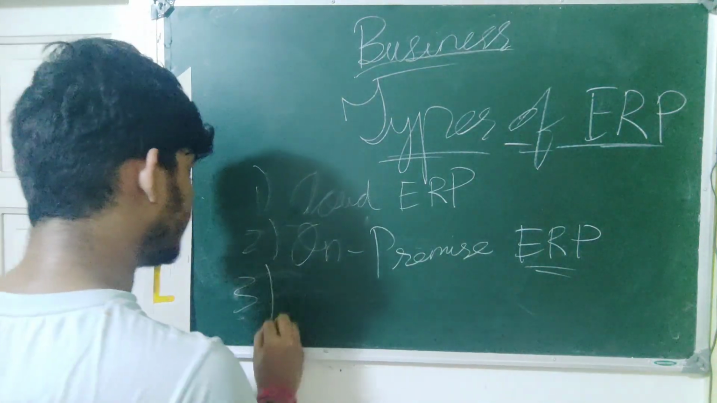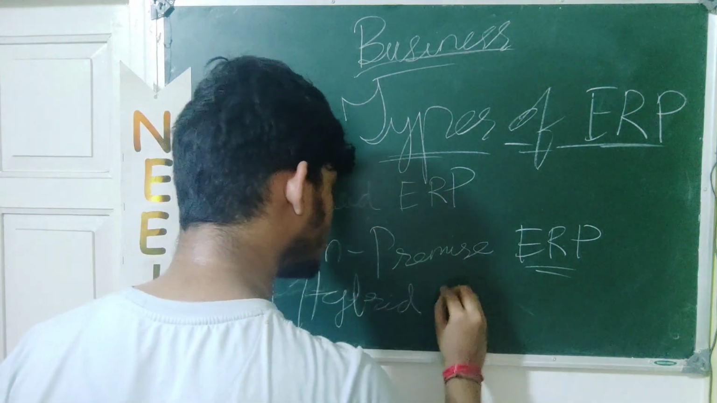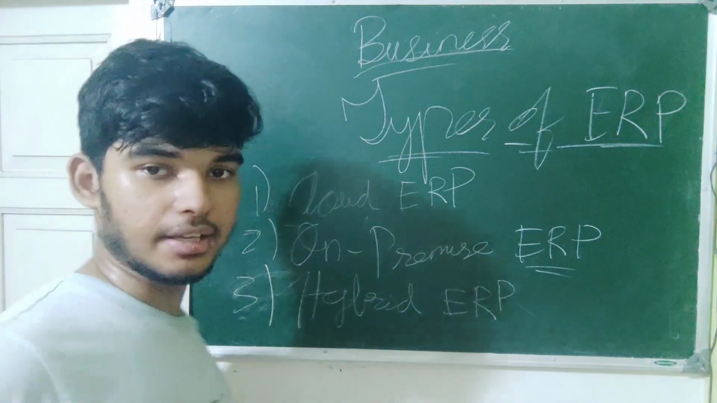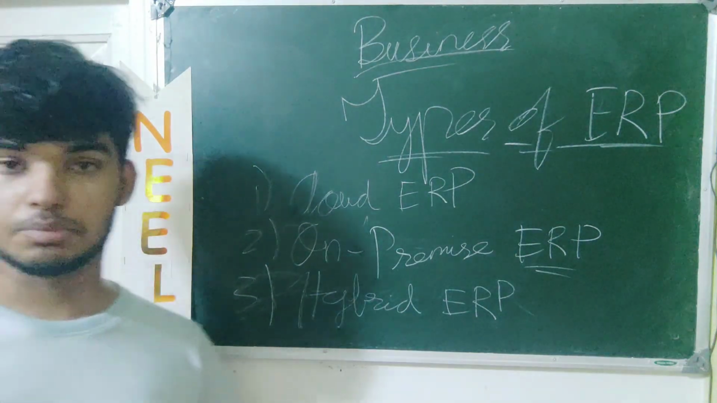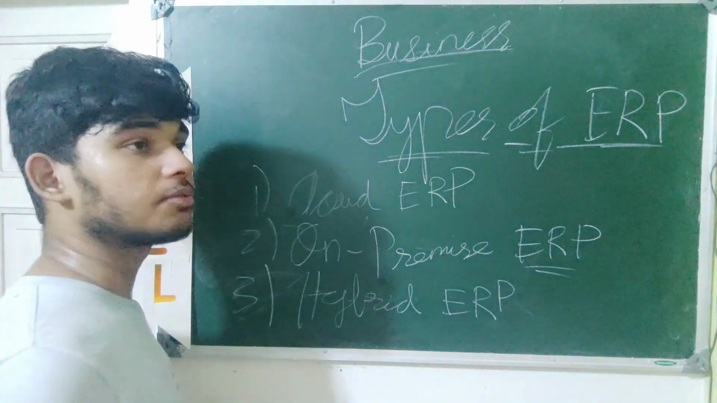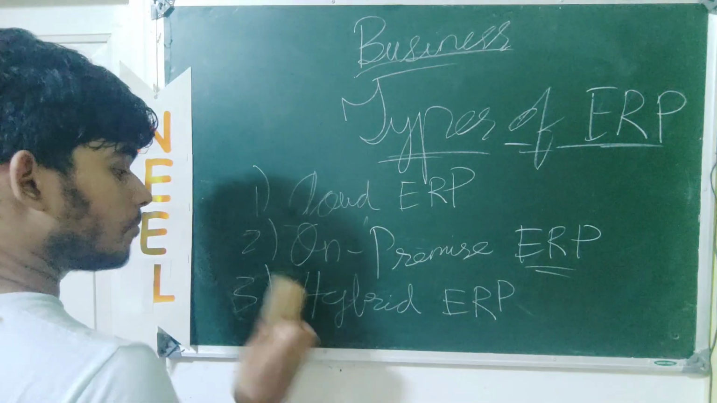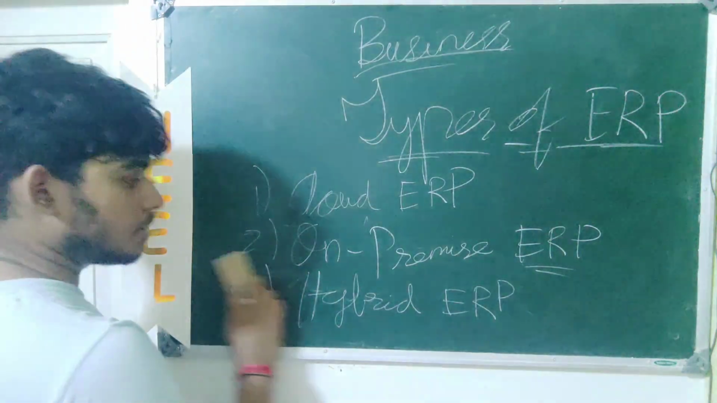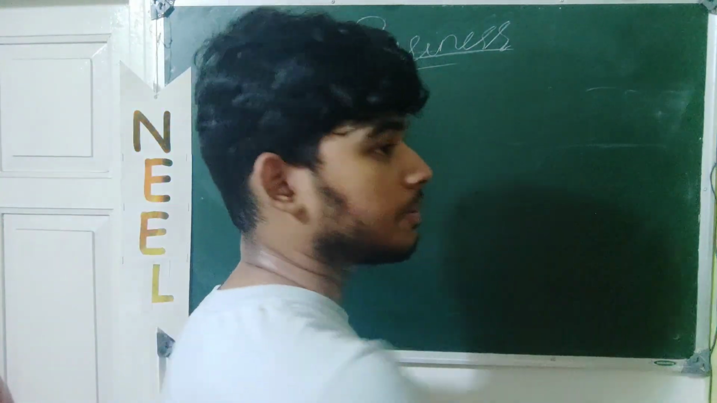Third is hybrid ERP. It's also known as two-level ERP. What is hybrid ERP? Hybrid ERP is a mix of both, as the name suggests. It is also connected to the cloud, and half of it is worked on by the employees. This is also a bit popular, but there isn't much to say about hybrid ERP except that it's a mix of the first two. But this is basically about the types of ERPs that there are.